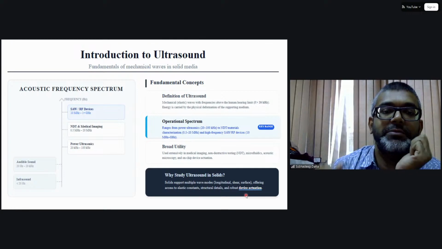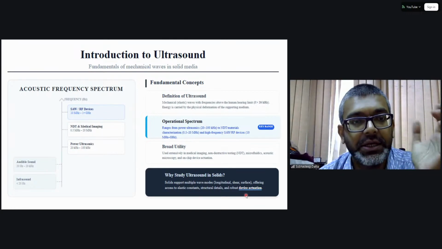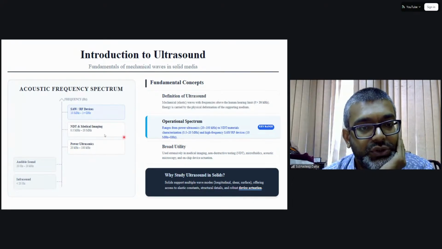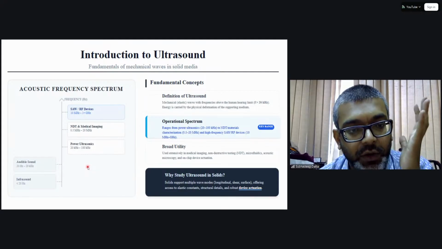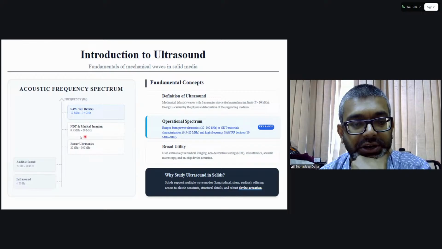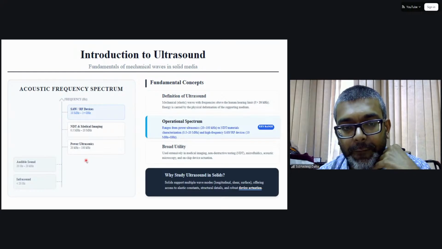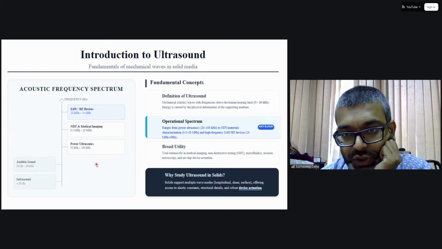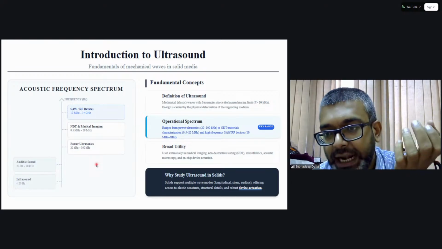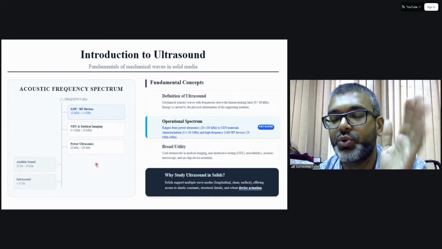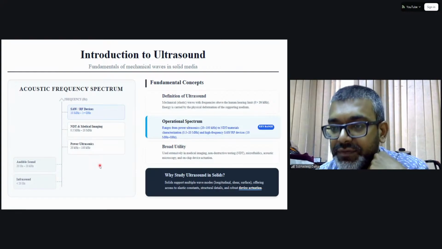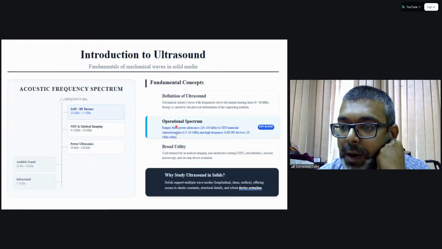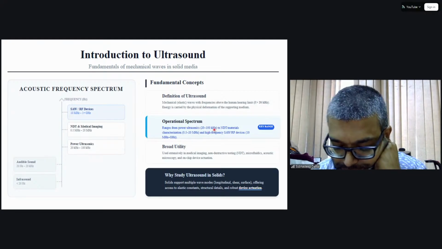Acoustic frequency spectrum means, as we usually see in optics the light, electromagnetic spectrum, wave spectrum. Here also we can see in acoustics that there could be an ultrasound frequency spectrum, where ultrasound usually works between 20 kilohertz to 100 kilohertz. This is sort of power ultrasonics. Of course, we know that from 20 hertz to 20 kilohertz is the audible range, but above that, ultrasound can work. So the range of power ultrasonics is 20 to 100 kilohertz.